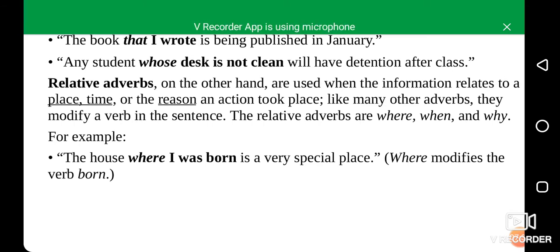The house where I was born. Now, the "where" refers to the house, and house is a noun. But you cannot say that "where" is a relative pronoun in this sentence, because "where" shows the place, and it's the function of an adverb to show the place. So here the word "where" shows the place and it's a relative adverb. And the whole clause "where I was born" is a dependent clause which gives us information about the house. So "where I was born" is an adjective clause. The house where I was born is a very special place; "where" modifies the verb.